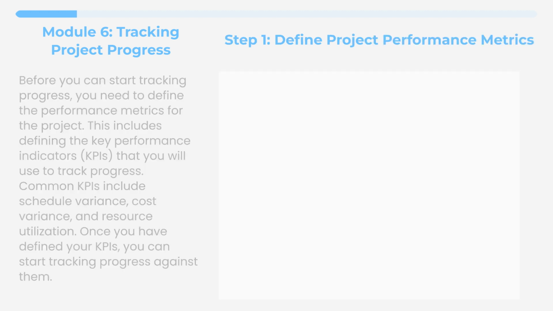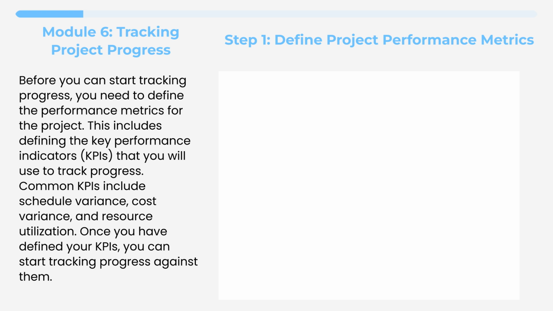Primavera. Before you can start tracking progress, you need to define the performance metrics for the project. This includes defining the key performance indicators (KPIs) that you will use to track progress. Common KPIs include schedule variance, cost variance, and resource utilization. Once you have defined your KPIs, you can start tracking progress against them.